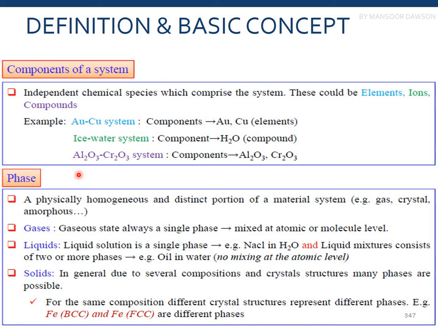So what are basically phases? Phases are physically homogeneous and distinct portions of the material system. For example, it is a gas, a crystal, or it is amorphous in nature. Basically, we have three phases: gases, liquids, and solids, and you know about it in detail.